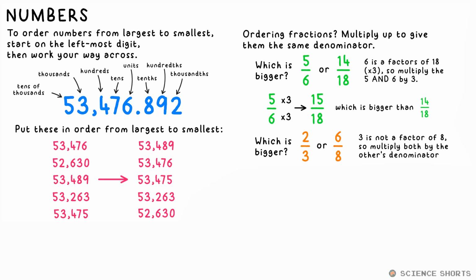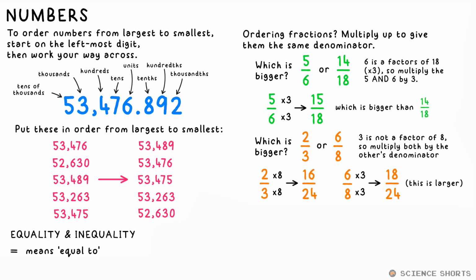What about 2/3 and 6/8 though? 3 doesn't go into 8 nicely, so we can multiply both by the other's denominator. Multiply the top and the bottom of 2/3 by 8 and we get 16/24. 6 and 8 times 3 gives 18/24, so 6/8 is the larger fraction here.